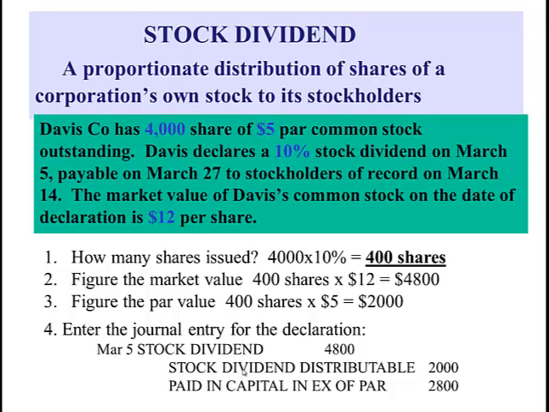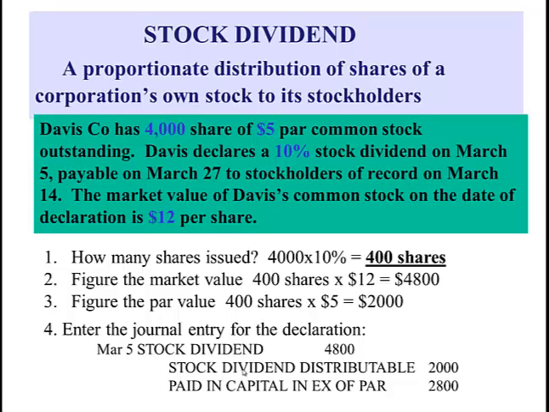So Davis Company has 4,000 shares of $5 par common stock outstanding. They declare a 10% stock dividend on March 5th, payable on March 27th to stockholders of record on March 14th. The market value of Davis's common stock on the date of declaration is $12 a share.